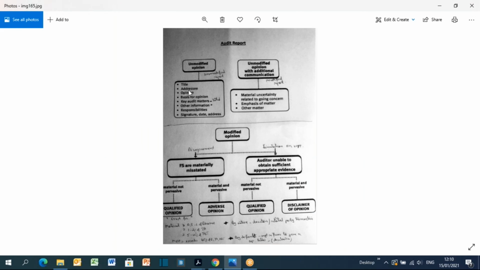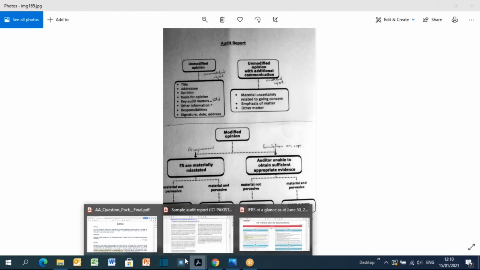Unmodified audit report, and explain why they are included. So if you look at this scenario, you pick 4 of these. You can actually pick title or addressee or opinion or basis of opinion. But it's also good to know something about the responsibilities of both parties, the auditor and the management. So you explain these ones here. You're not talking about this one here.